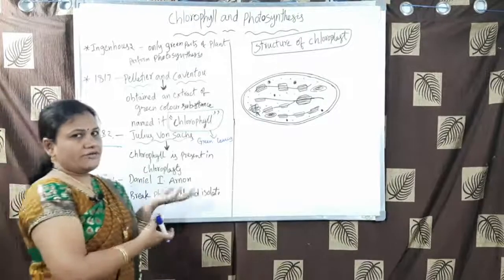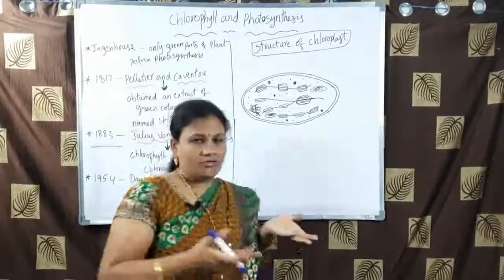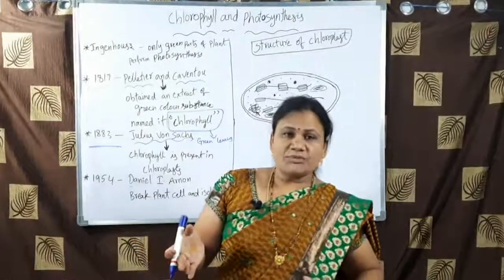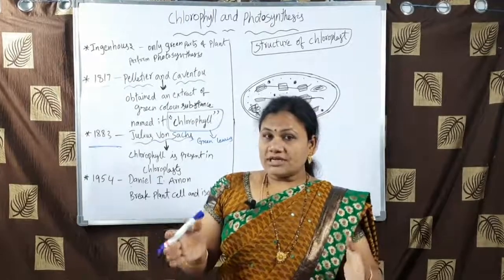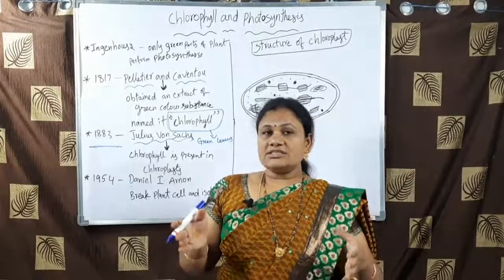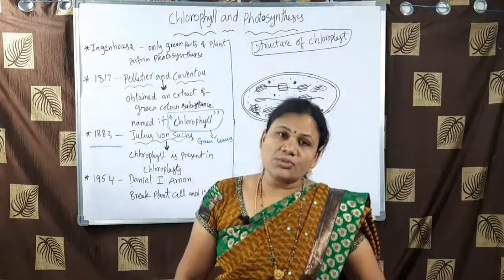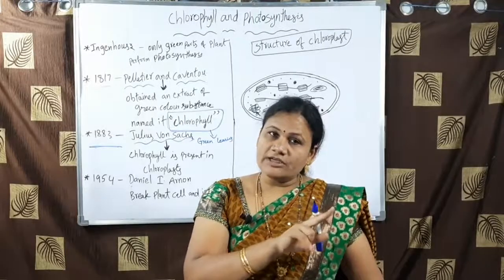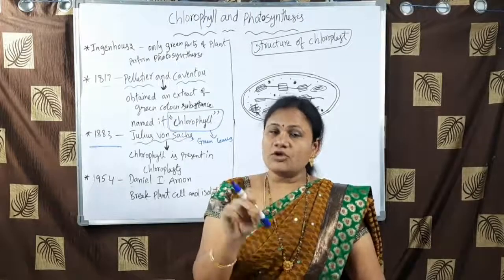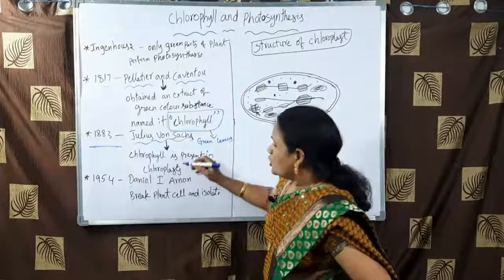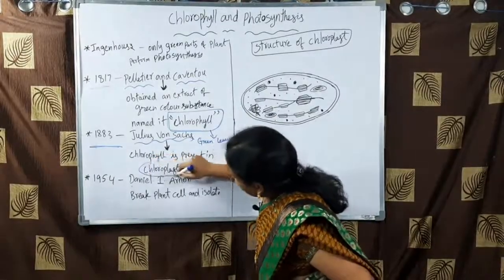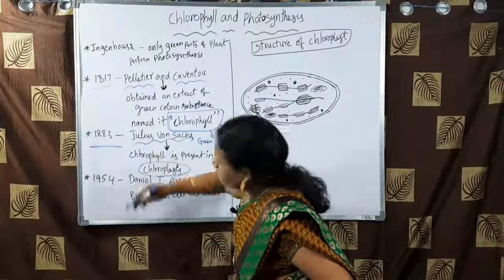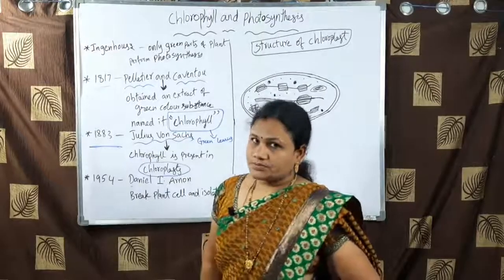That means he revealed the certain location of chlorophyll. Chlorophyll is present in a certain structure, a certain organelle, that is chloroplast, not in the entire leaf. The certain location of chlorophyll is the chloroplast. It is a cell organelle along with other organelles.